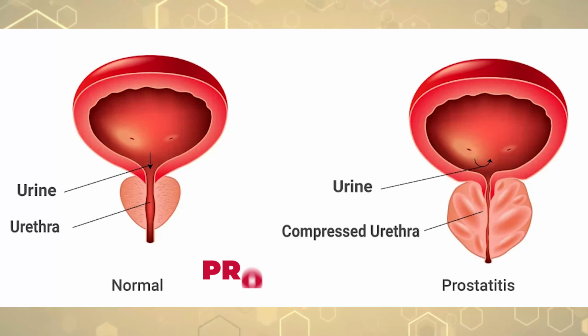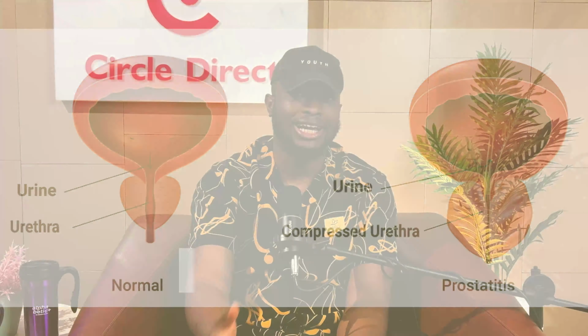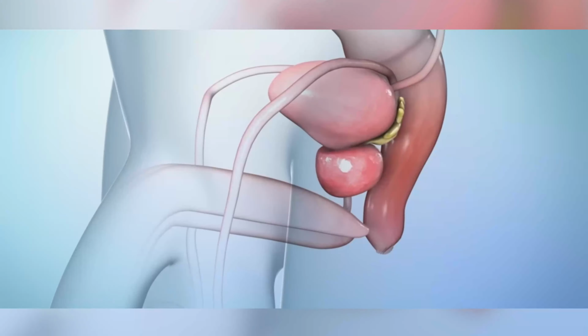So, what is prostatitis? It's in the name. Prostate, that's the first part. It's an organ that is underneath the bladder. And when it is affected or inflamed, we have the second part, the itis. So, in combination, prostatitis is the inflammation of the prostate gland.